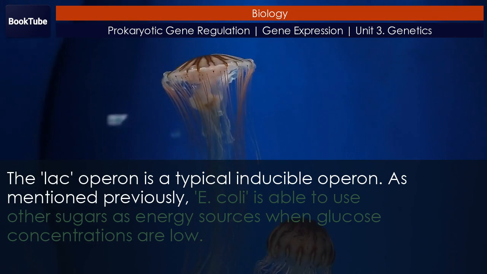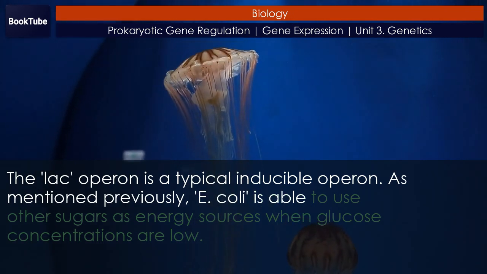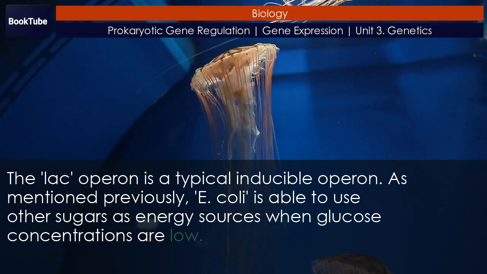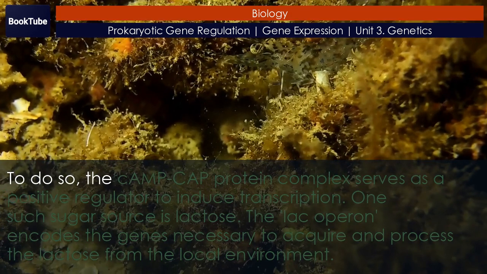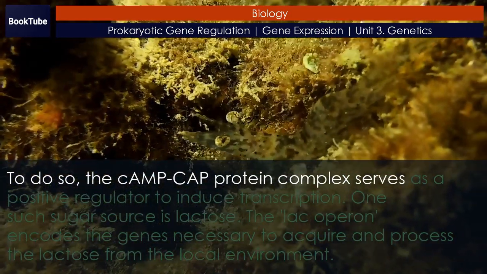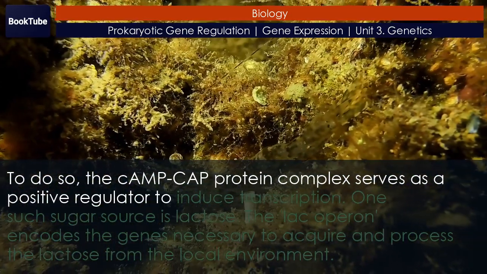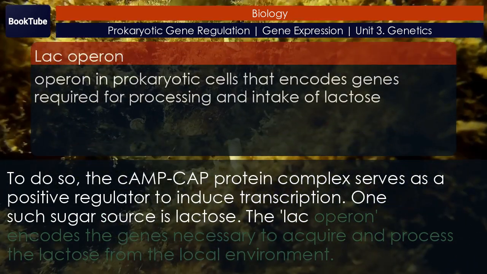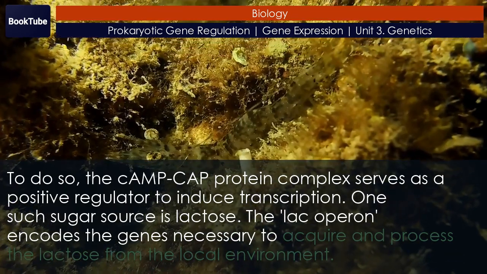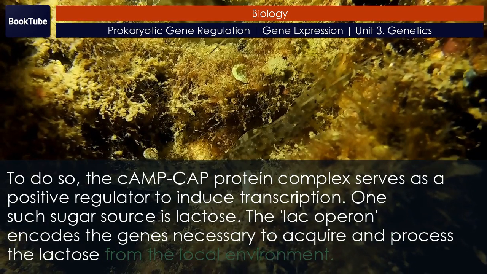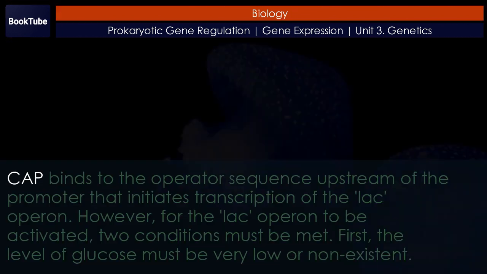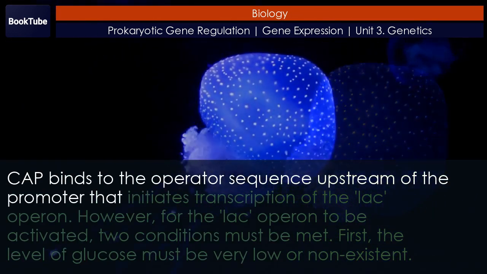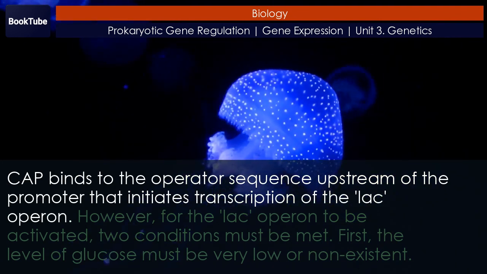As mentioned previously, E. coli is able to use other sugars as energy sources when glucose concentrations are low. To do so, the cAMP-CAP protein complex serves as a positive regulator to induce transcription. One such sugar source is lactose. The LAC operon encodes the genes necessary to acquire and process the lactose from the local environment. CAP binds to the operator sequence upstream of the promoter that initiates transcription of the LAC operon.